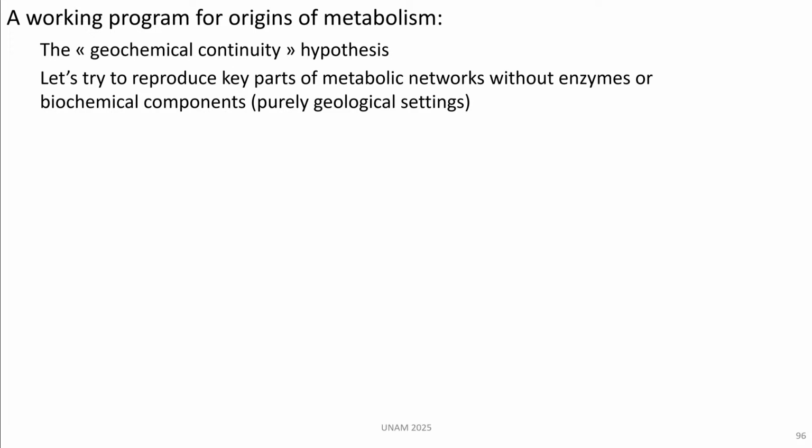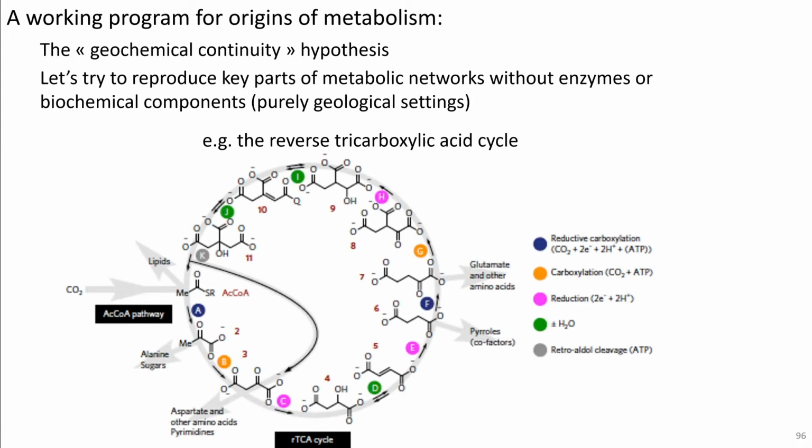And that means, let's take some relevant parts of metabolism, a sequence of reactions, or even better, a cycle that would be very typical of metabolism. And let's try to reproduce it. But it's forbidden to use the things that are part of today's biochemistry and that didn't exist at the time. No enzymes and no biochemical components like ATP to provide energy. You have to find a different way. For example, you have to substitute enzymes with mineral catalysts.